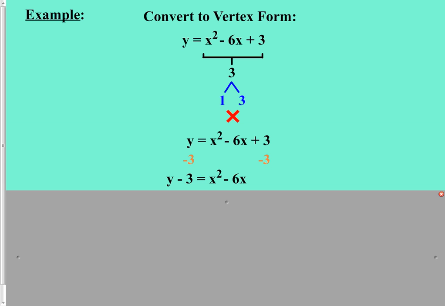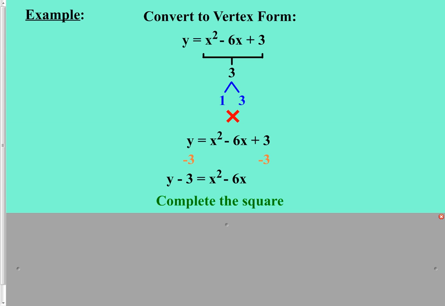After that, you would have on the left y minus 3, and on the right, x squared minus 6x, and that would be all. Okay. Now what we would want to do is we would want to complete the square over on the right side of the problem.